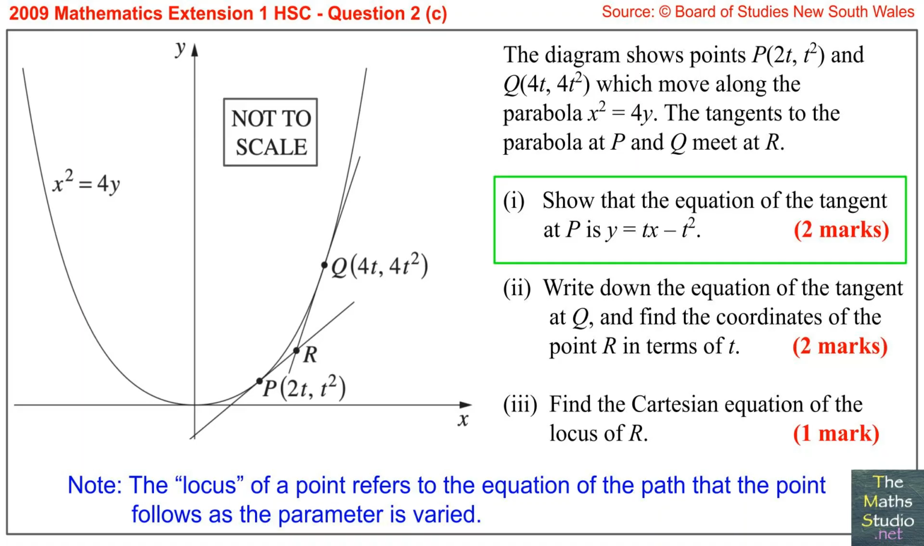Question 2, Part C. The diagram shows points P (2t, t squared) and Q (4t, 4t squared), which move along the parabola x squared equals 4y. The tangents to the parabola at P and Q meet at R. Part 1. Show that the equation of the tangent at P is y equals tx minus t squared.